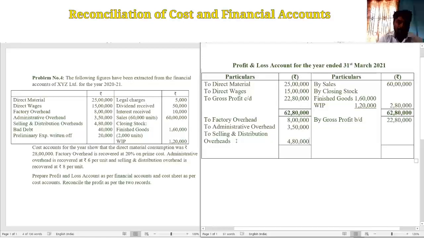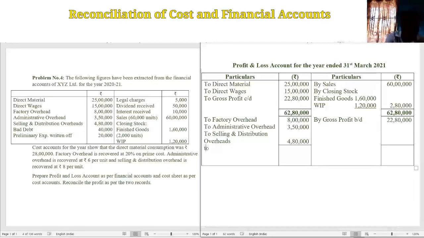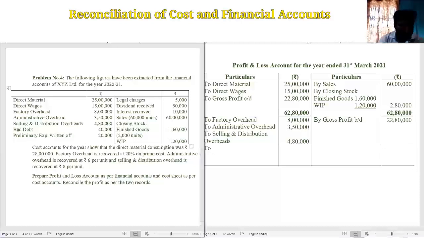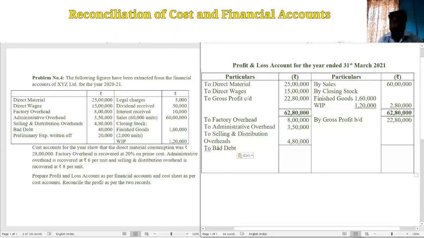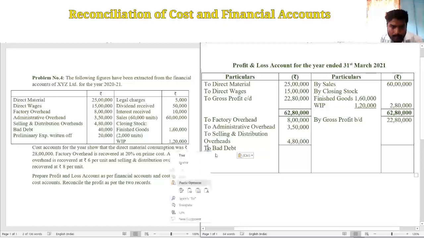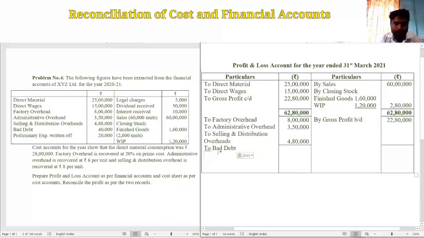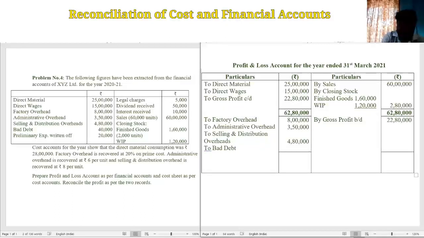Then to bad debt, financial loss. To bad debt. Amount which is considered as bad, it is not recoverable. Okay. Write the amount of bad debt. Bad debt 40,000. Financial loss.